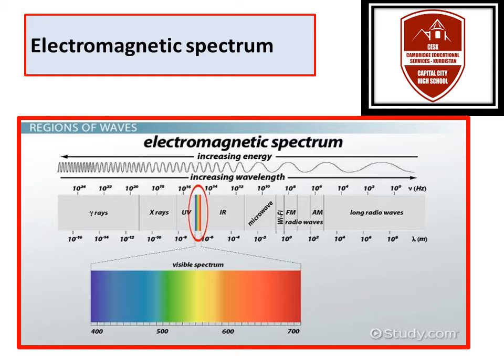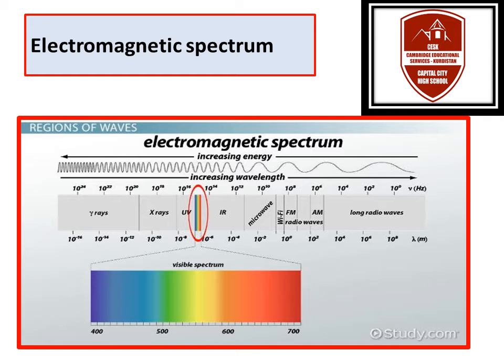What about speed? What about velocity of light? Velocity of electromagnetic wave? Same velocity. All these spectrum have the same velocity. So, for example, X-ray, gamma ray, ultraviolet, visible light, infrared, FM, AM waves, radio wave, all these waves have the same velocity, which is a constant, 3 times 10 to the power 8 meter per second.